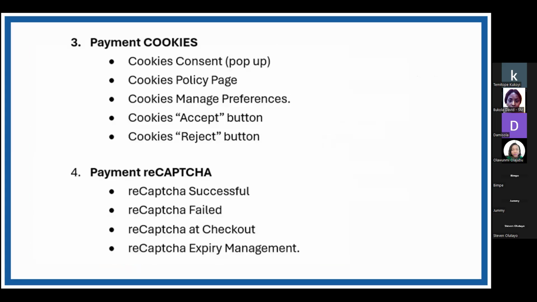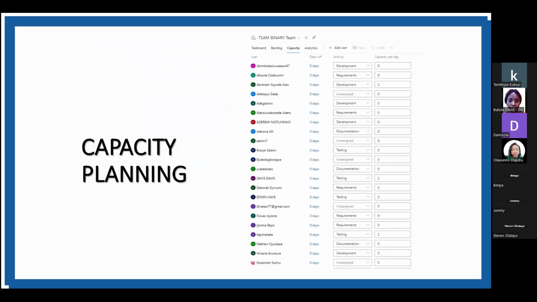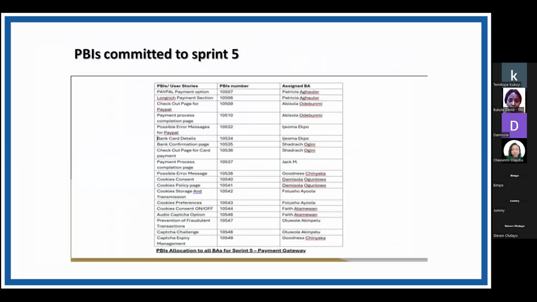This is part of the deliverables. Next slide, please. These are capacity planning, a screenshot of it. Next slide, please. These are the PBIs committed in Sprint 5, about 19 PBIs committed. Next slide, please.